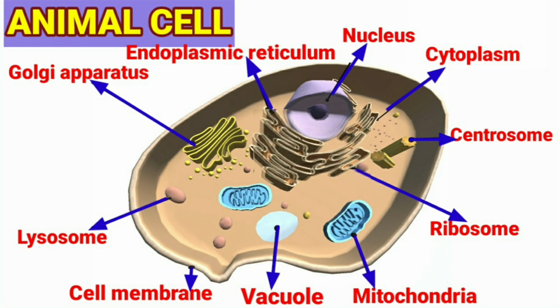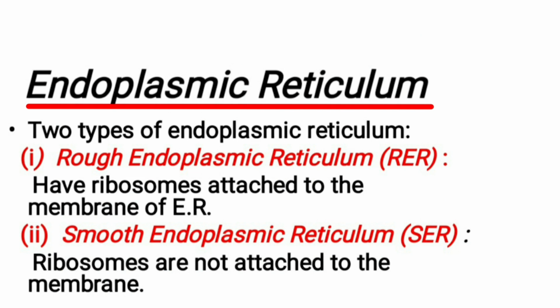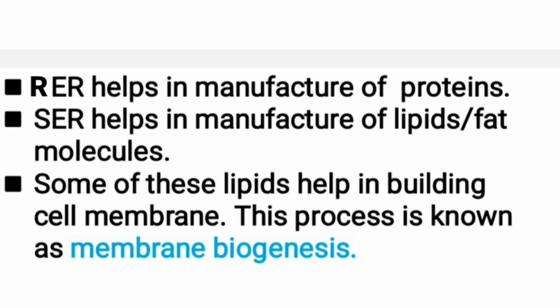Smooth endoplasmic reticulum is seen as vesicles and tubules, and it is smooth because of the absence of ribosomes on its surface. It is the main site of lipid synthesis, and it also synthesizes hormones. In vertebrates, the smooth endoplasmic reticulum of liver cells detoxifies many poisons and drugs. Some of the proteins and lipids synthesized in the endoplasmic reticulum take part in the synthesis of the cell membrane, a process known as membrane biogenesis.